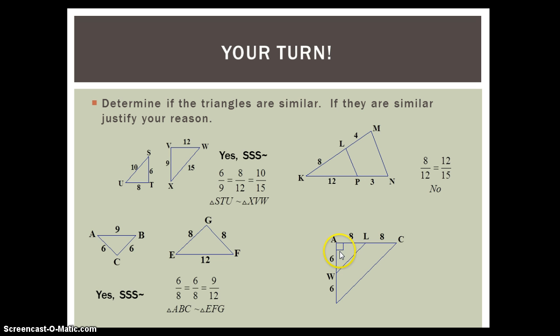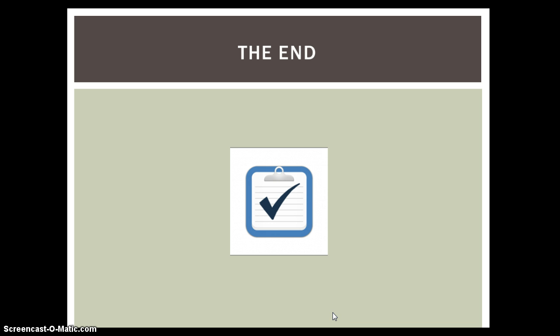And the last one, we're going to compare 8 to 16 and 6 to 12. And then we also have a shared angle in the middle. So it would be side, angle, side. And they are proportional because 6 to 12 and 8 to 16 both reduce to 1/2. So ACE is similar to ALW. And I apologize again, the E got cut off in the bottom of our diagram. E would be down here, ACE. And that's it for similar triangles. Bring your questions to class.